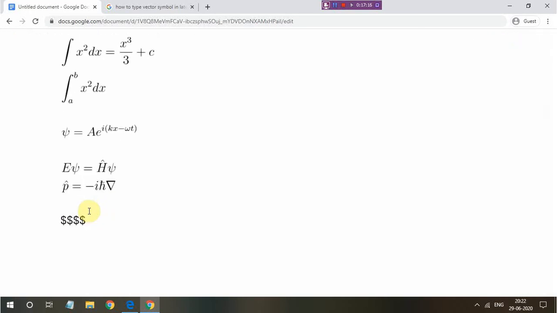The Lorentz factor, or the gamma term, which we use in relativity. So first of all, let's type gamma. Gamma is actually 1 over under root of 1 minus v squared by c squared. So you can understand it's a very complex equation actually.